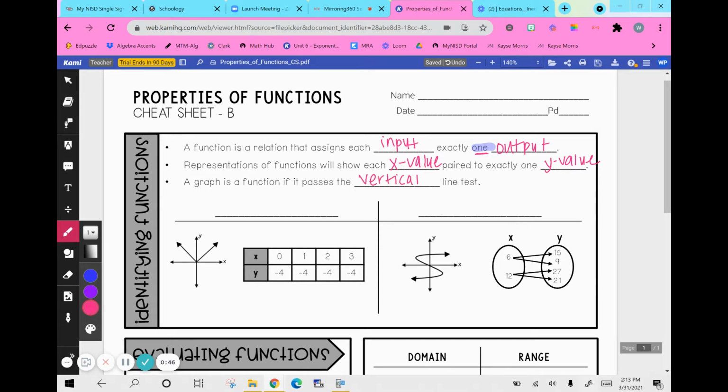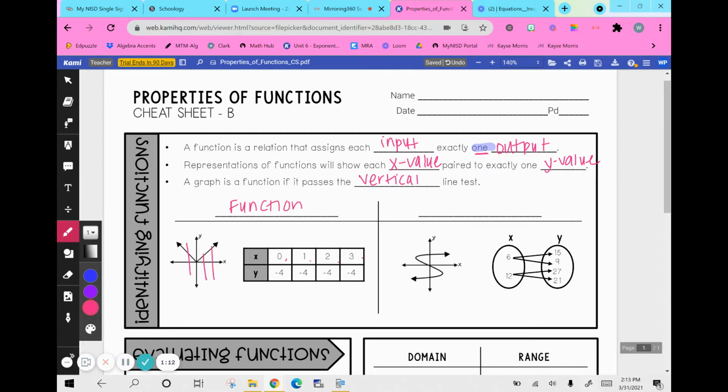And then here we have to decide: are these functions or not? So let's look at the first one on the left. This one's going to pass the vertical line test because anywhere I draw a vertical line, it's only going to touch the graph one time. And then my X values in this table, 0, 1, 2, 3, none of them repeat. We don't care if the Y value repeats. All we care about is that our X value does not repeat. So this side is a function.